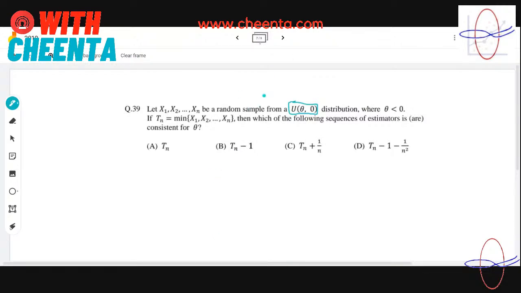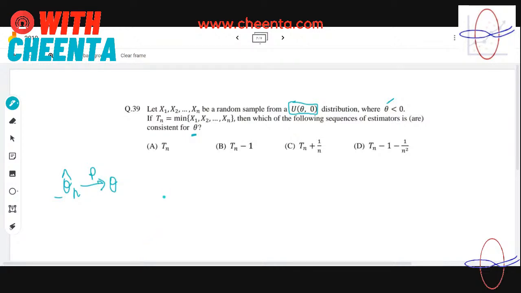Okay, so uniform theta comma 0, theta is less than 0. Remember, it's a different stuff. And Tn is equal to the minimum of x1 through xn, which is the following, is consistent for theta. So consistent is, do you know what the property of consistent is? Convergence in probability. So theta hat n is converging in probability to theta. That is what it means.